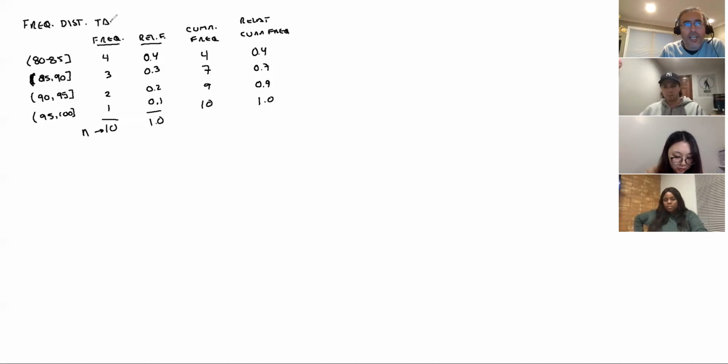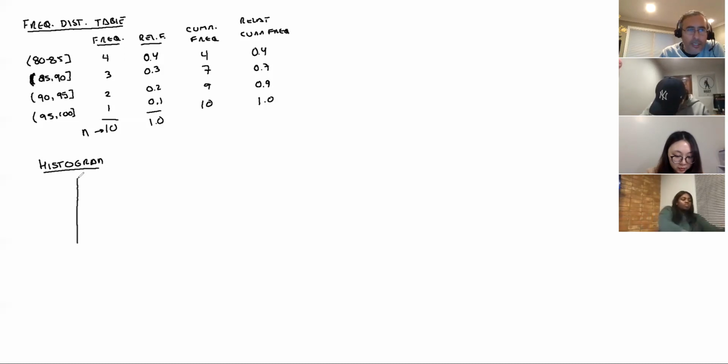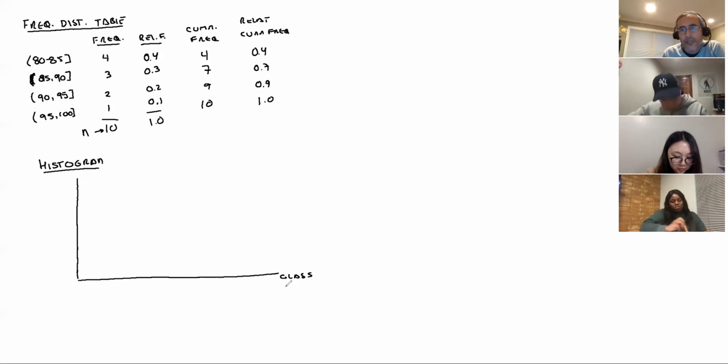Now, why this is important, guys, you're going to see in a couple of minutes, but let's talk a little about how we represent this table. Normally, we have two ways of representing this table. We have what is called a histogram, which is simply a graph presenting the frequencies. What we have here are the class limits. So basically I will start at 80, 85, 90, 95, and 100, correct? And then I have 1, 2, 3, 4 as the maximum.